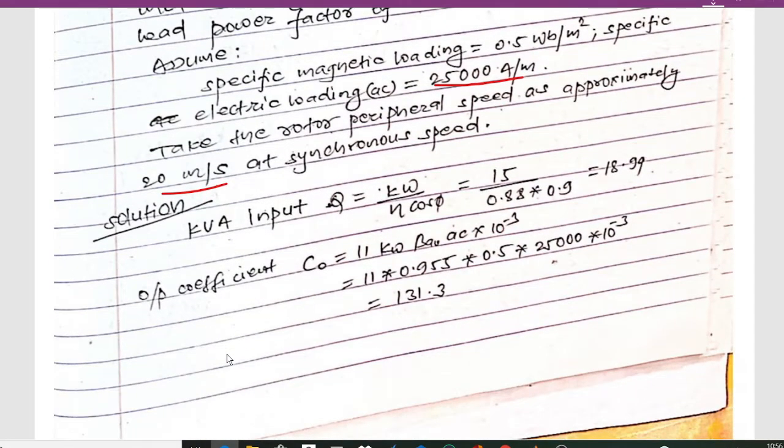Now the kVA input Q is equal to kilowatt upon efficiency into cos phi. We will follow the same process as done in the first numerical. So Q is equal to kilowatt upon eta cos phi, and similarly the output coefficient C0 equals 11 kW Bav AC into 10 to the minus 3. All the parameters are given, we just need to substitute the values. So the kVA input will be 18.99, and the value of output coefficient C0 will be 131.3.